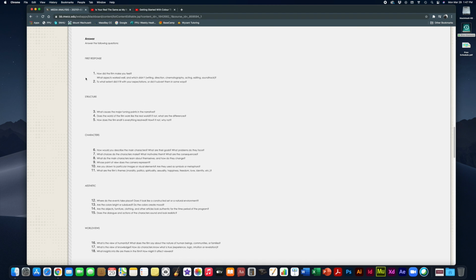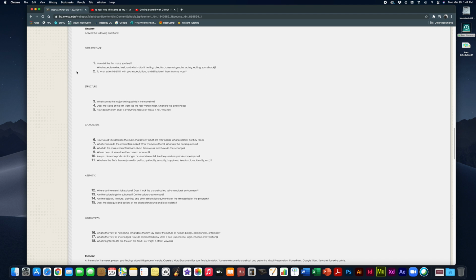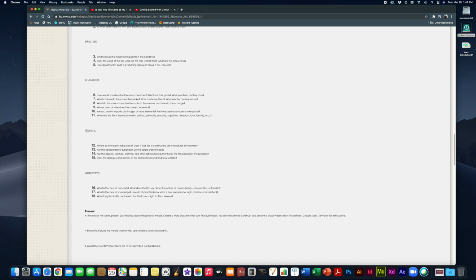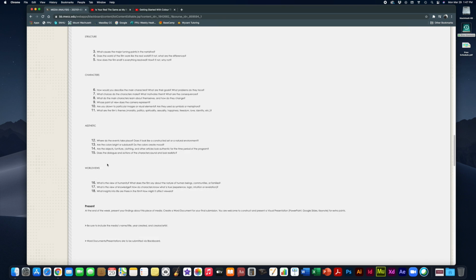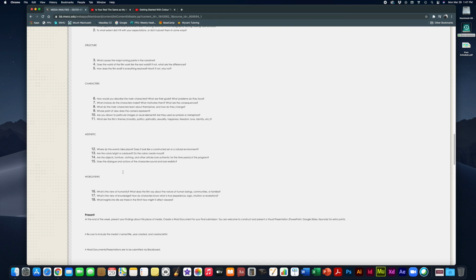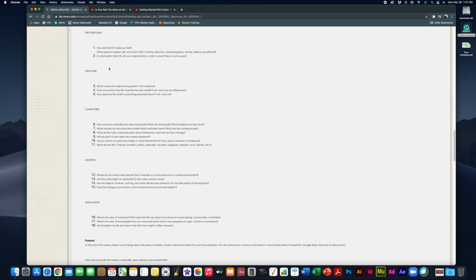which are geared towards the movie itself. There are a couple questions about your first impressions, your first response to the movie. 3 questions on the structure of the movie. A whole bunch of questions about the characters that appear in the movie. A little bit about the aesthetic or the visual representation of the movie itself. 4 questions about that. And 3 questions about how the movie views the world or its perspective on things. So make sure that when you're watching it, you're taking notes and you are familiar with these questions in advance so that you know what you're looking for.